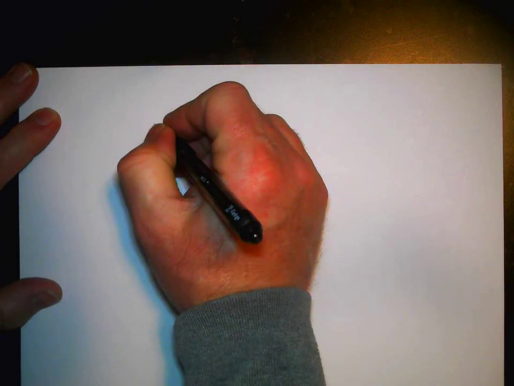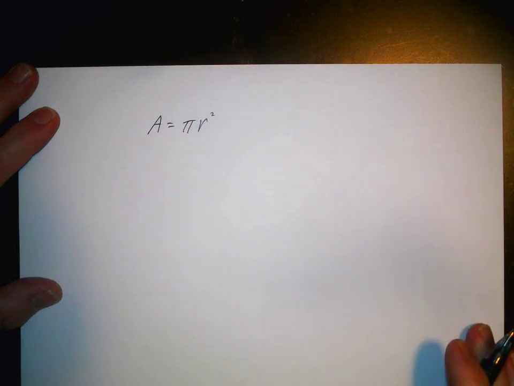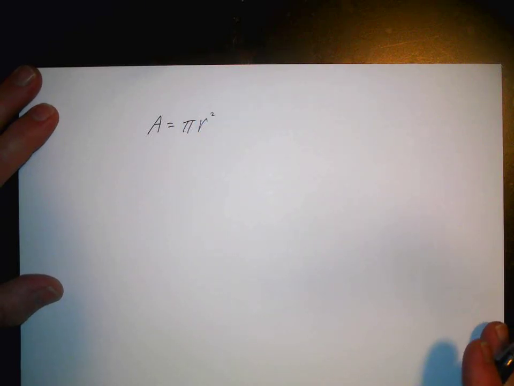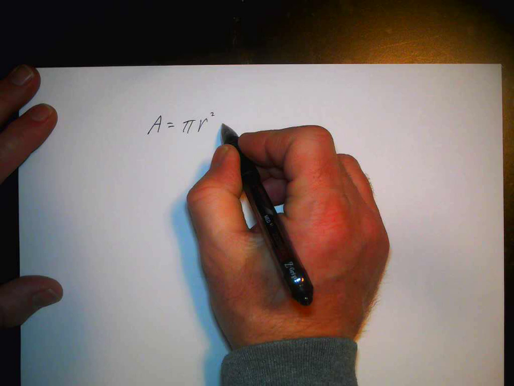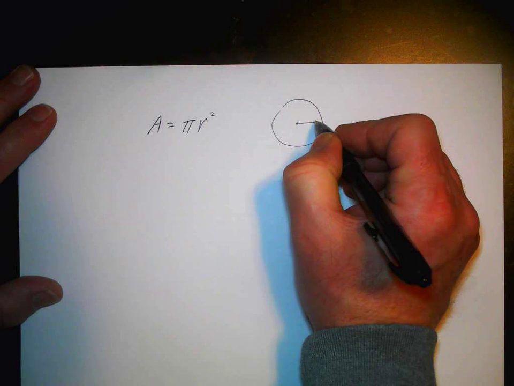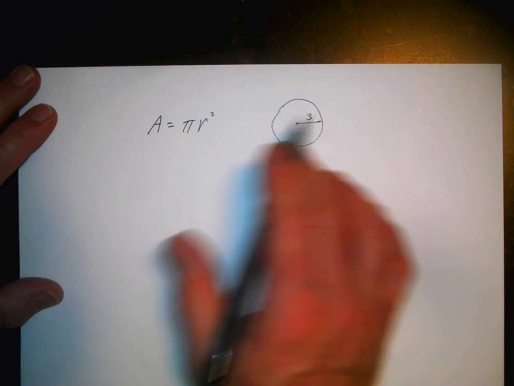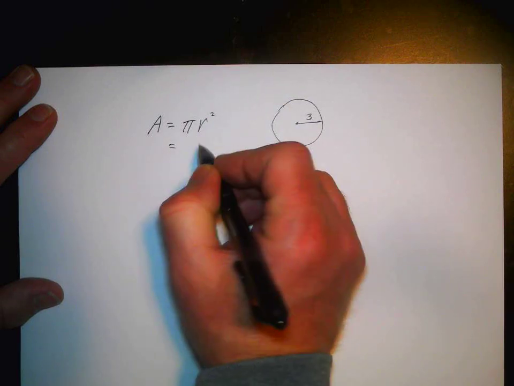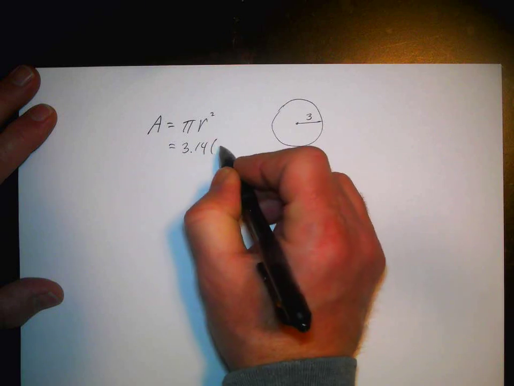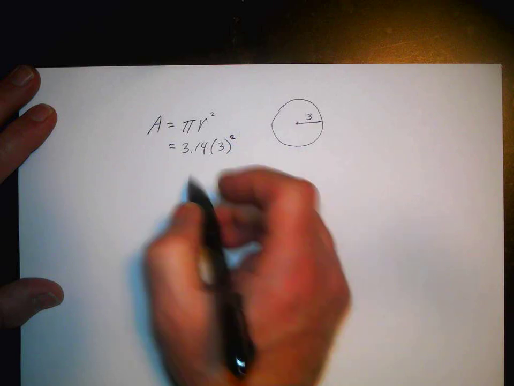Going to go over two things today. One of them is just to remind you of how the equation from yesterday's homework works, the area equals pi r squared, where if you were given a circle that had a radius of 3, to find the area of this you would use 3.14 and then put 3 in for the radius, 3 squared.